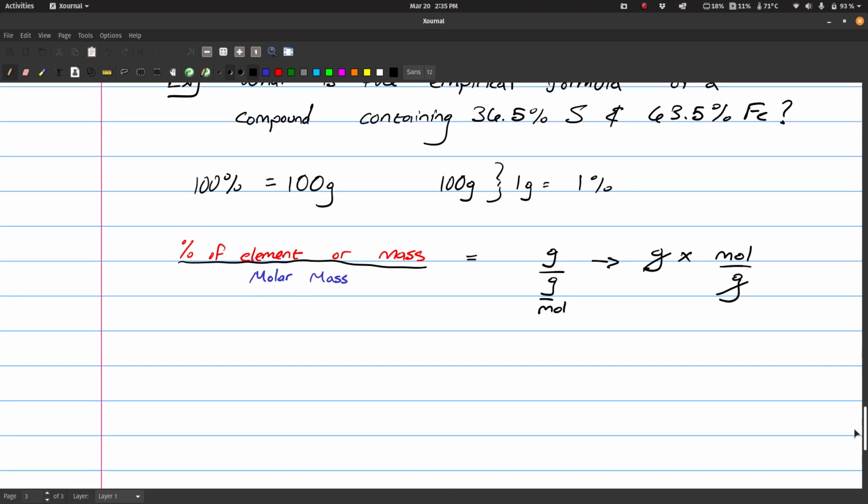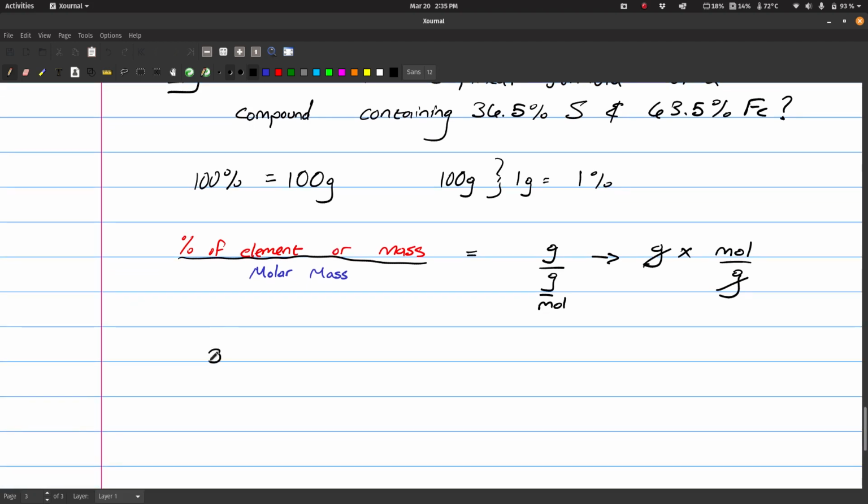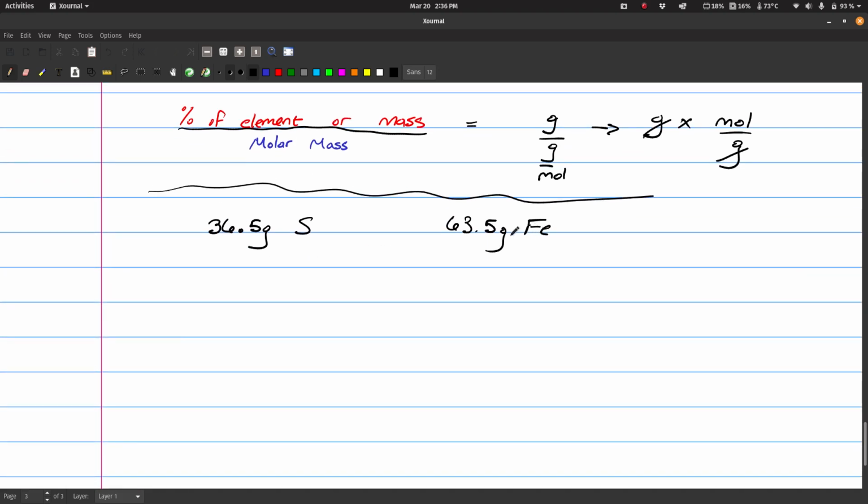So now, looking at this, let's write down what we have. We have 36.5 grams of sulfur, and we have 63.5 grams of iron. So looking at that, we have to find out what the molar masses of these are. I think I know these off the top of my head, but this one is 32.07 grams per mole, and this one is 55.85 grams per mole. It's something like that. Alright, so let's color code these. So that's going to be our mass, and this will be our molar mass.